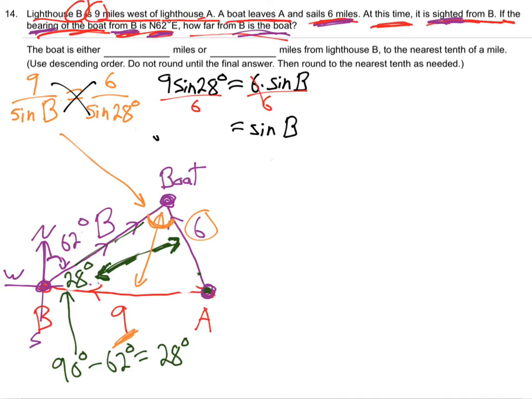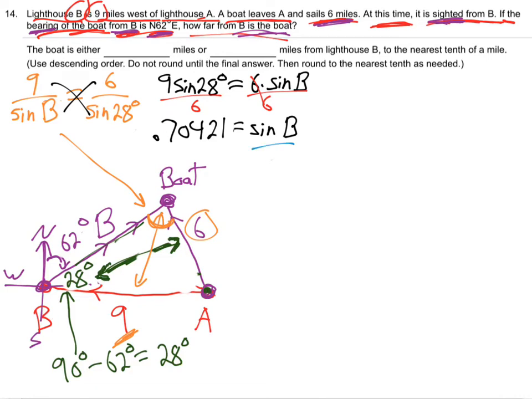I'm getting 0.70421. I'll use a bunch of decimals because I'm still in the middle of the problem. So now, how do I find B? That's the sine of B. But how do I find angle B? What do you do now to turn that into angle B?